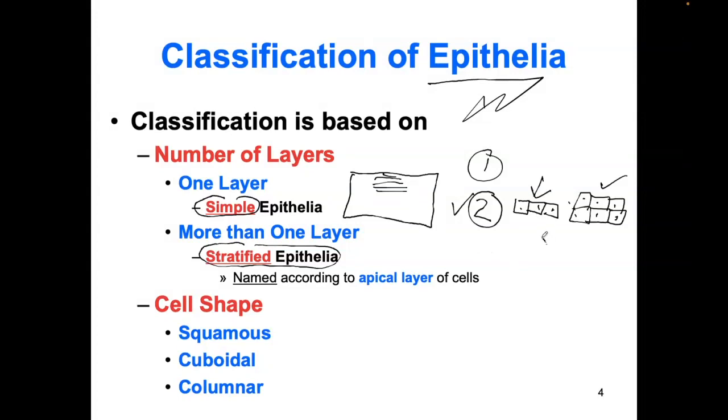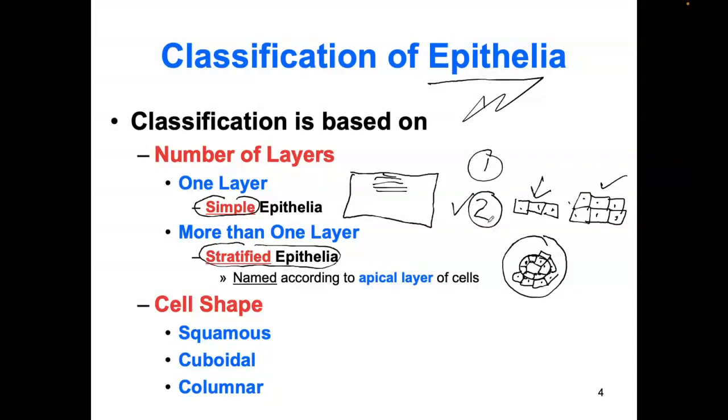Or if you're looking at a cross section of a tubule like this, it would be the layer that's just next to the lumen. So the lumen is the hole. Being that we have one cell layer around that lumen, that would be simple epithelium. Now, if it would look like this, I'm making another layer. Now that would be stratified epithelium.